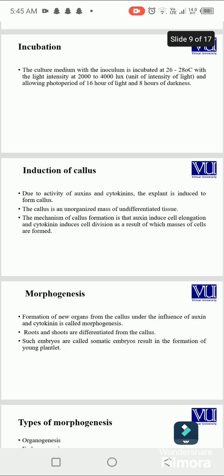Induction of callus. Due to the activity of auxins and cytokinins, the plant is induced to form callus. The callus is an unorganized mass of undifferentiated tissue. The mechanism of callus formation is that auxin induces cell elongation and cytokinin induces cell division, as a result of which masses of cells are formed.